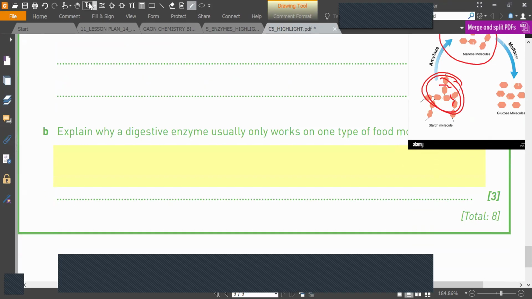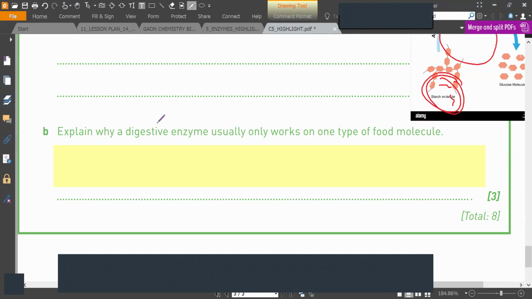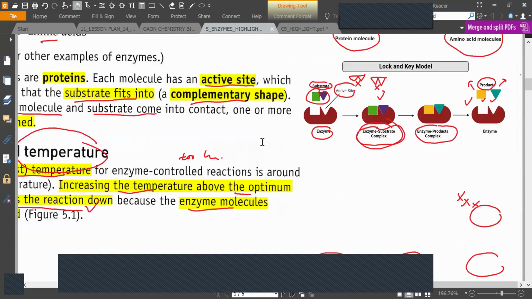Next. Explain why digestive enzyme usually works on one type of food molecule. This is what we mentioned just now.